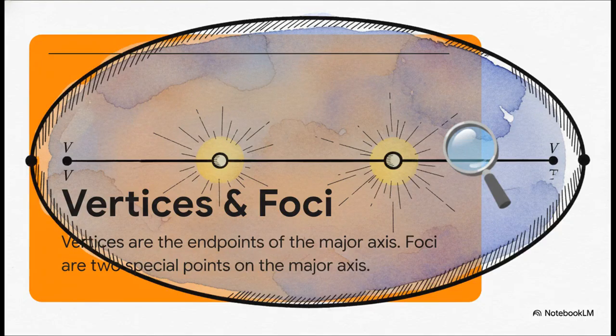All right, two more key terms. The vertices? They're just the endpoints of that longer, major axis. Easy enough. But the foci? Oh, the foci are the secret sauce. They're these two special points inside the ellipse that give it all its unique properties. And remember this, they always, always, always lie on the major axis.